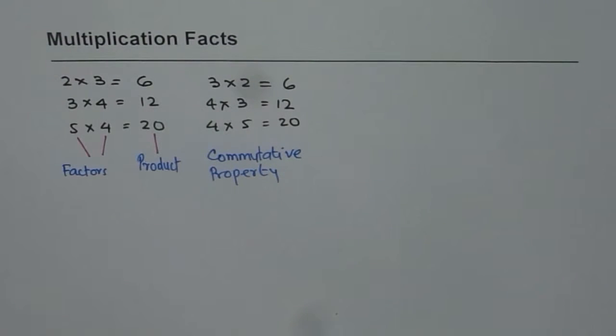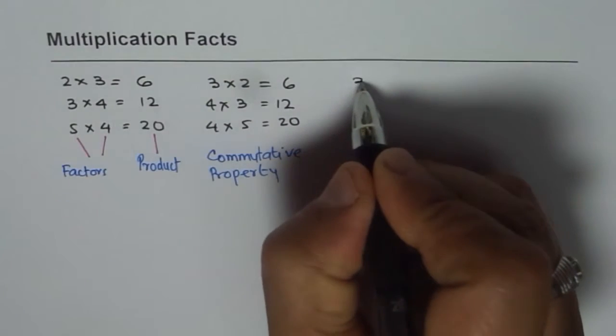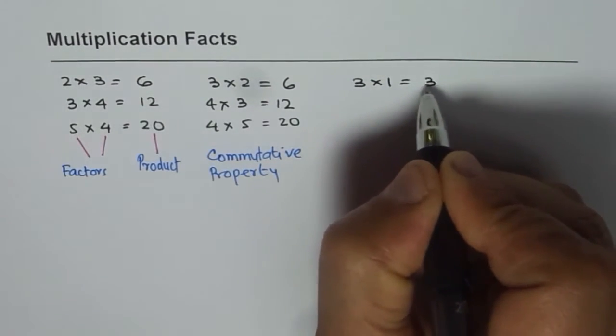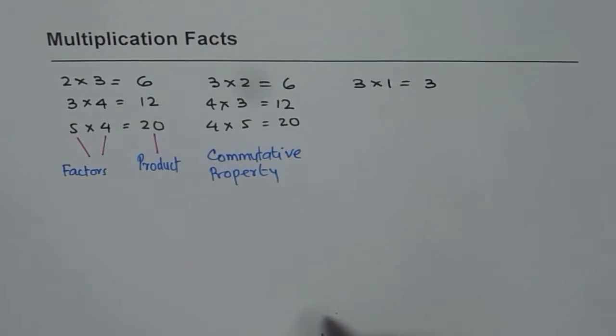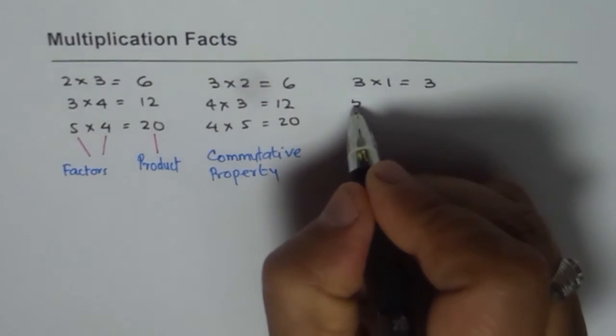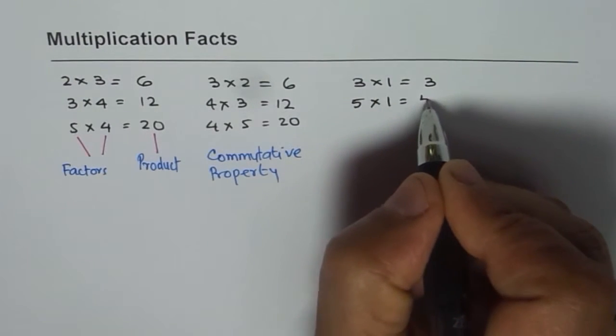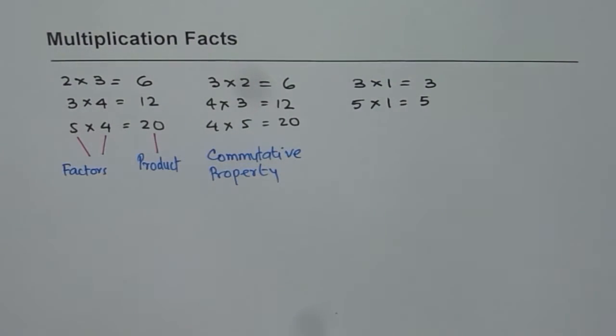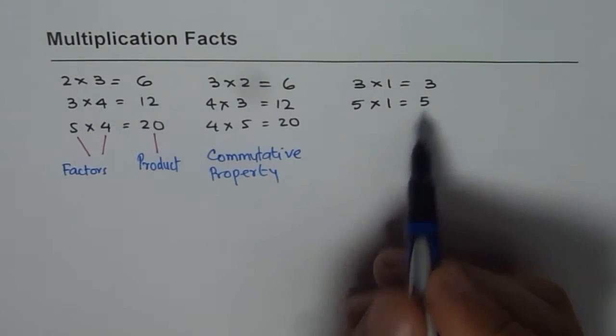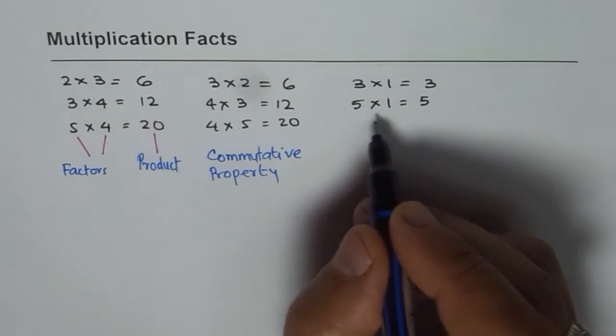Now, did I say that when you multiply two numbers, you always get a greater number? I did. But let's look into this example. If I multiply 3 times 1, what do I get? Well, I get just 3. 3 is not greater than 3. How about 5 times 1? Well, that is also not a number greater than 5. But what is important here is that we get the same number, right? So times 1 gives you the same number.